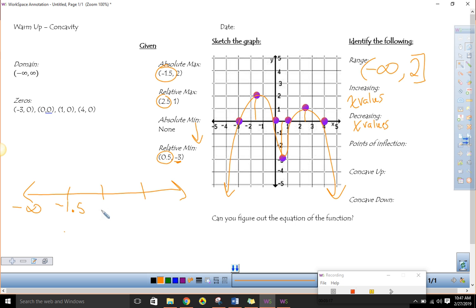-1.5. What's next? 0.5, and then 2.5 to infinity.